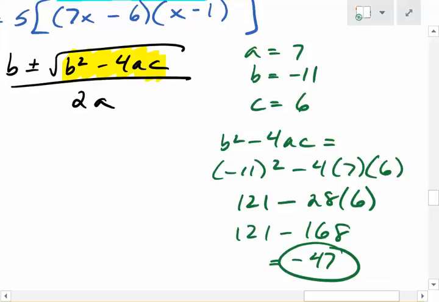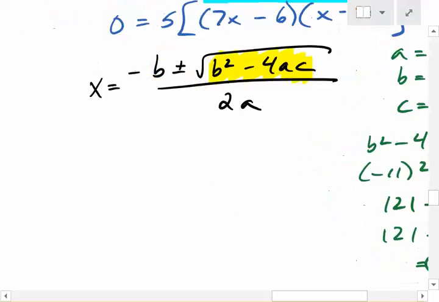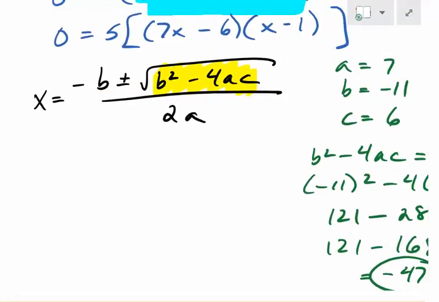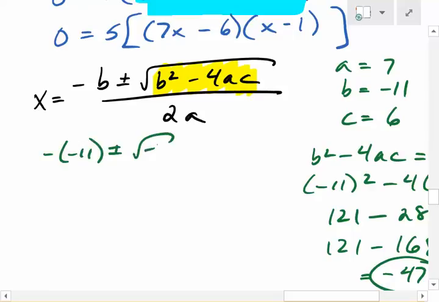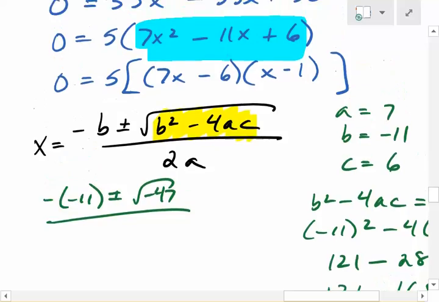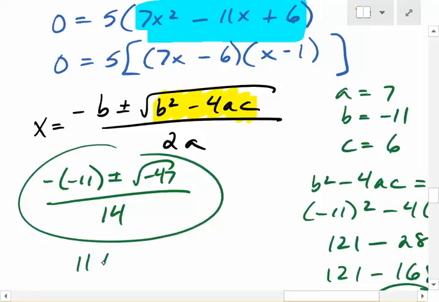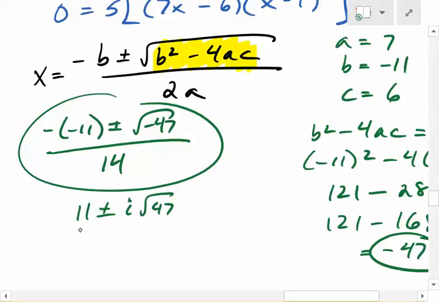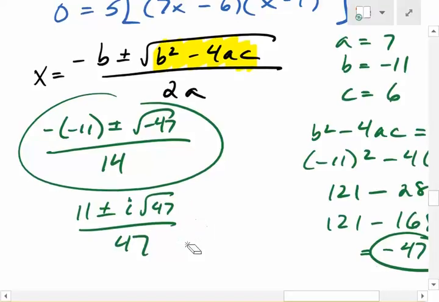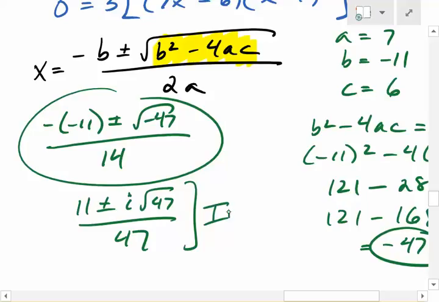If the discriminant is negative, what does that tell you? It's not possible. Well, it is possible, but with imaginary numbers, right? This means that the answer is going to be negative 11 plus or minus the square root of negative 47, all over 14, right? So that's 11 plus or minus i root 47 all over 14. What kind of number is this? This is two numbers. It's complex, but more importantly, it's imaginary.